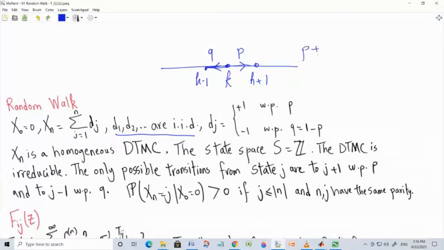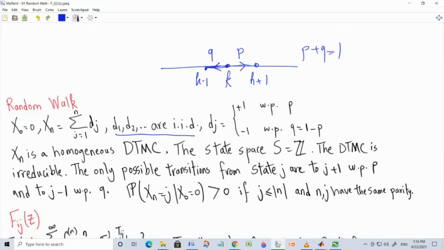And p plus q is equal to 1, which means that these are the only possibilities. You cannot move from k to k plus 2, and you cannot remain in the same state. So you have to make a transition either to the left or to the right. Okay, so the step is plus or minus 1, and this will be important.